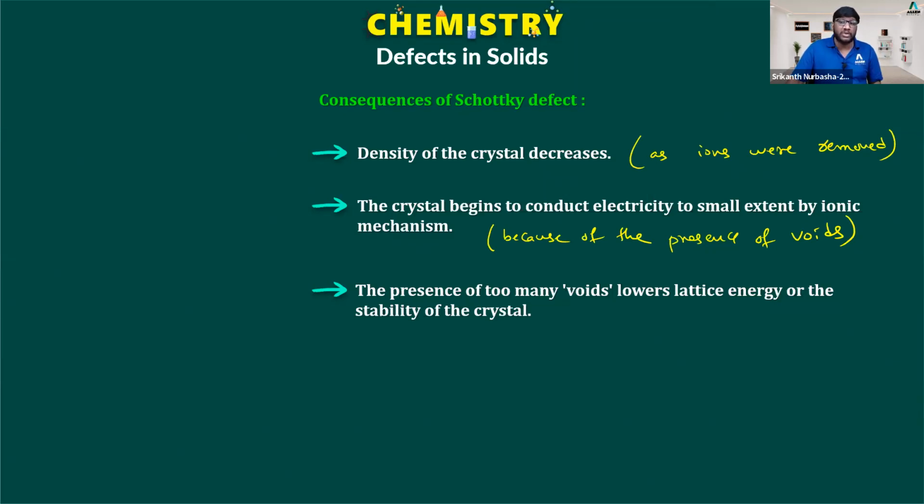What type of crystals show these defects? Those where cations and anions have the same type of radii, or almost the same radii. Why? Because the charge density should not differ greatly. If it differs greatly, obviously the crystal stability will be disturbed. Okay, that was the reason.